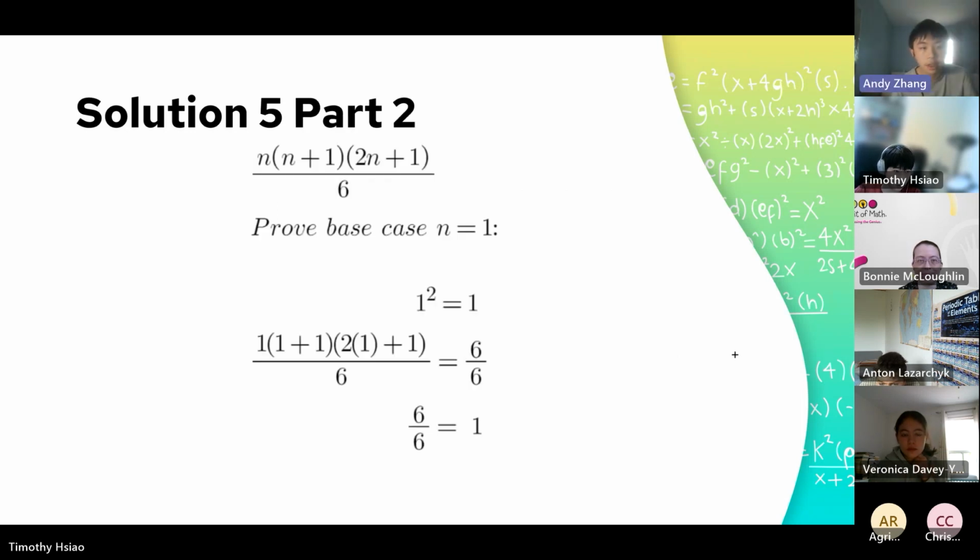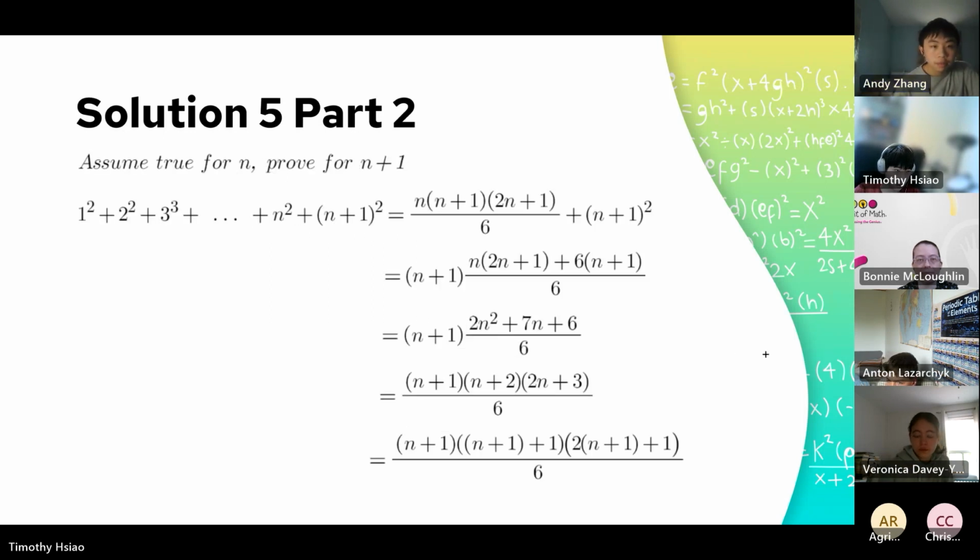So now the next part is proving that the sum of squares is equal to n times n plus 1 times 2n plus 1 over 6. The first step is to prove the base case of n equals 1. This wasn't the same one we used before, but this is just to show all of them. We can see 1 squared equals 1, and if I plug into the formula, I also get 1. So that works. Next slide. Now, assuming it's true for n, we're going to try to prove n plus 1.